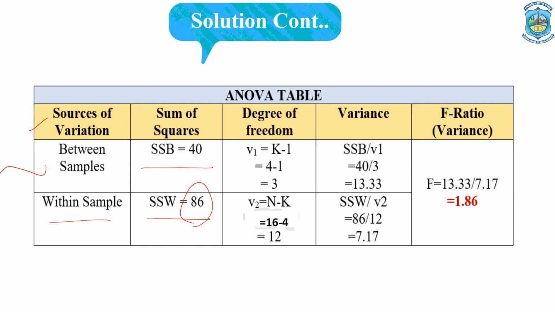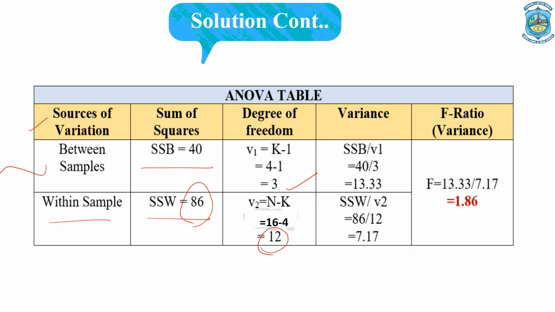Now what is the degree of freedom? It is K minus 1, where K is the number of varieties of rice. In our question we have 4 varieties of rice, so K is 4. So V1 is 4 minus 1, that is 3. Now V2, the second degree of freedom for the entire sample, is N minus K. K is the number of groups, that is varieties of rice, but here N is the total number of sample items for the entire problem.